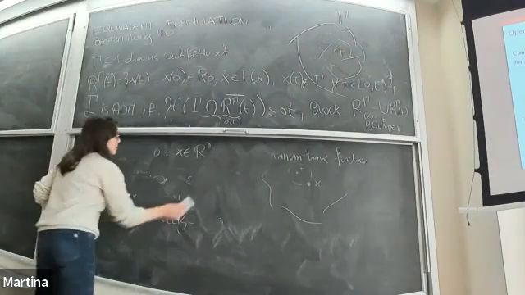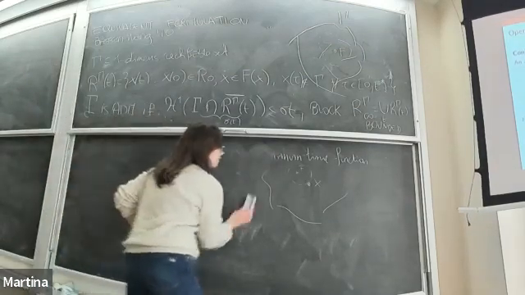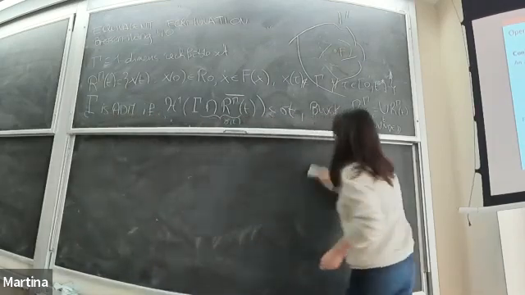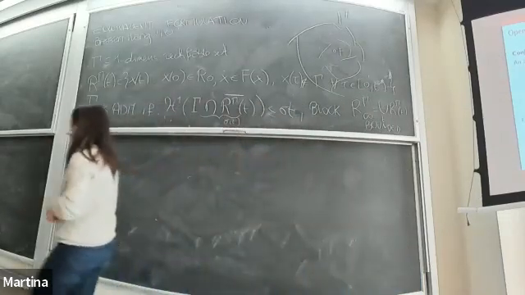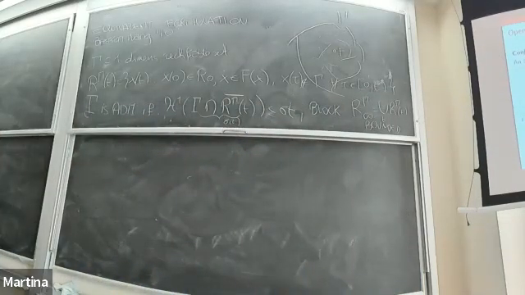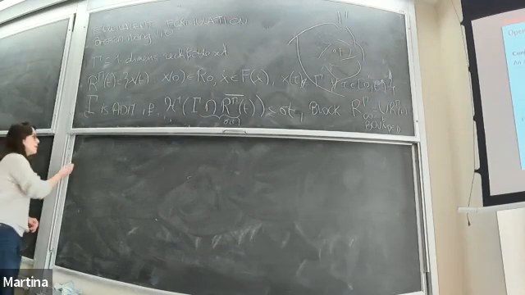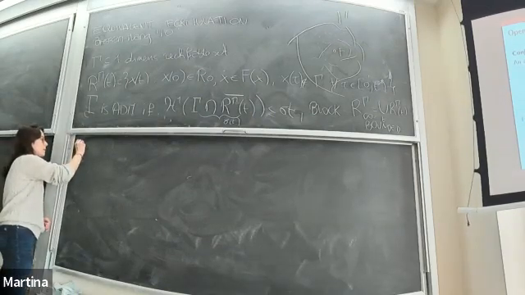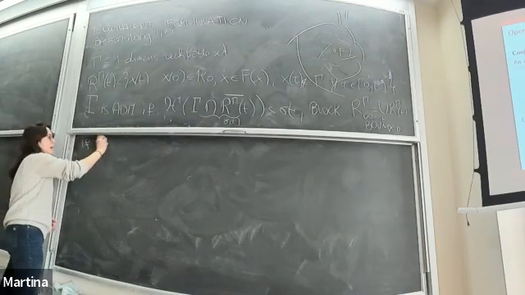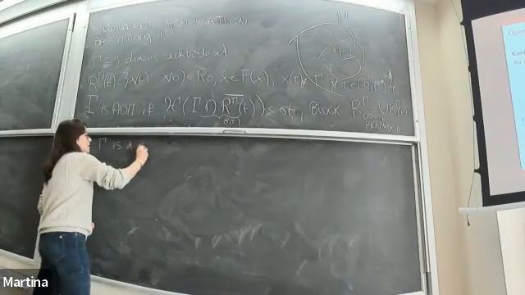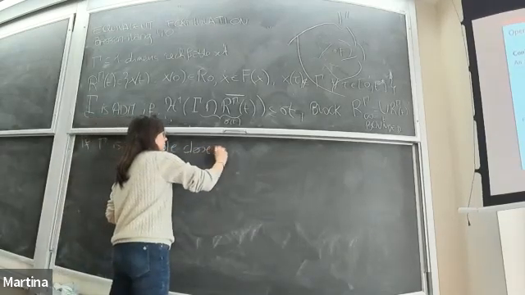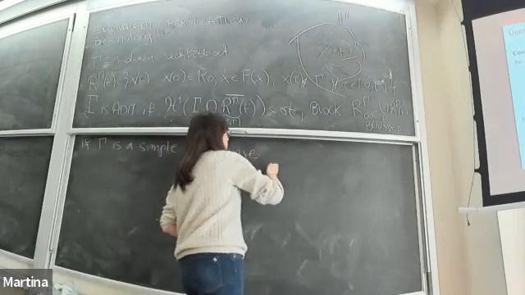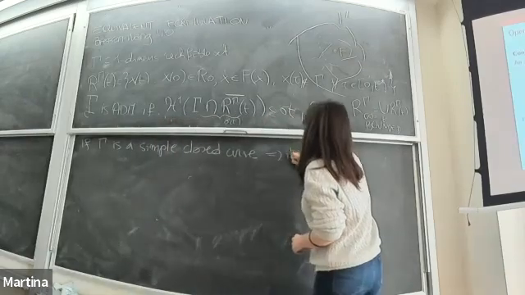So why is this problem difficult? The first reason is because the normal strategies do not work in this context. So this is one result. If gamma is a simple closed curve, then it is not admissible.